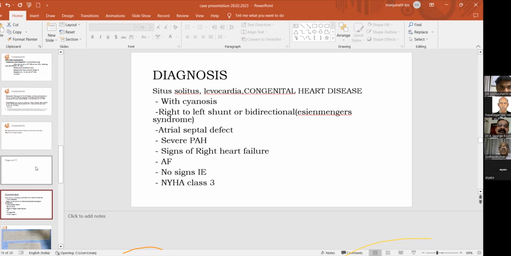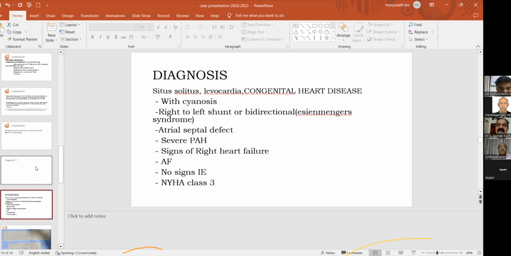So to avoid confusion and difficulties, you can put the diagnosis in simple terms without using very complex or controversial things. Situs solitus, levocardia, congenital heart disease with cyanosis, right to left shunt. Obviously, cyanosis means right to left shunt. Sir, atrial septal defect with severe PH, Eisenmenger syndrome. No evidence of right heart failure now. Atrial fibrillation with controlled ventricular response, NYHA class 3. That will be enough. You go by the simple common types of presentation rather than mixing up the flow. Bidirectional we seldom use because it's not a clinical diagnosis. You can say left to right shunt or right to left shunt.